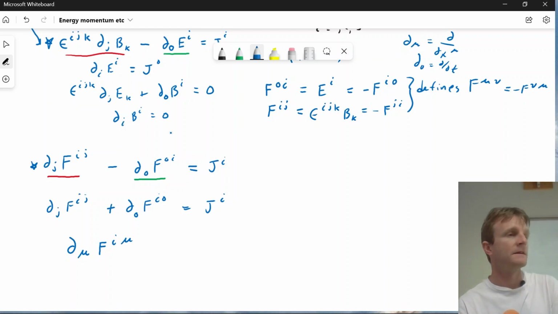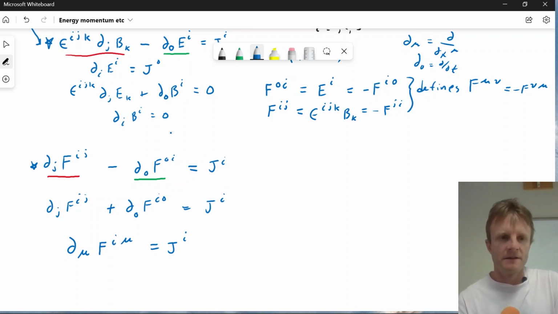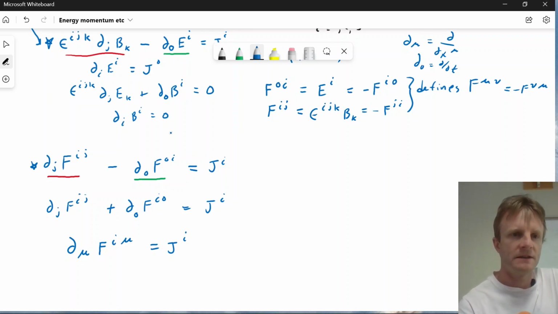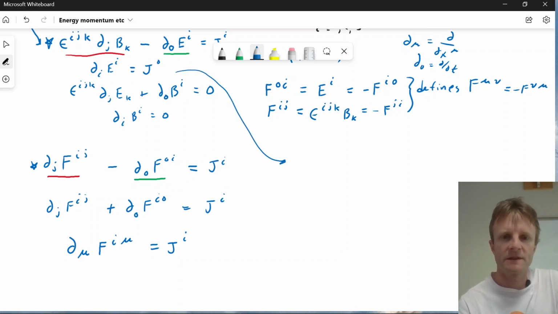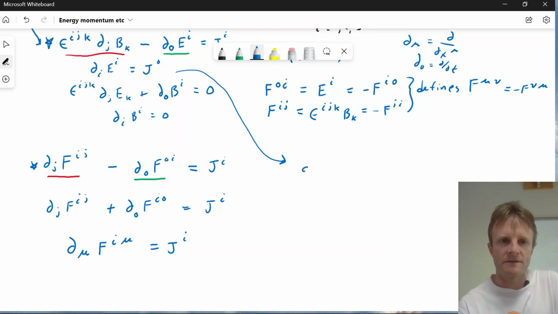Okay, so that's what happened on the left-hand side. On the right-hand side, I still have j^i. And that's all for that equation. Now let's do the next equation here. Let's do this one. So what can we turn that into? Well, that's ∂_i F^{i0} = j^0.